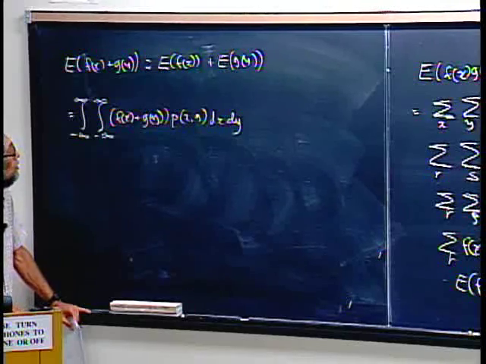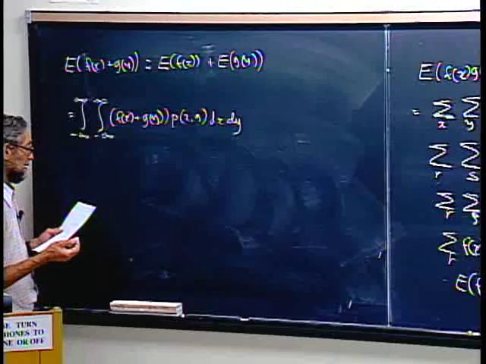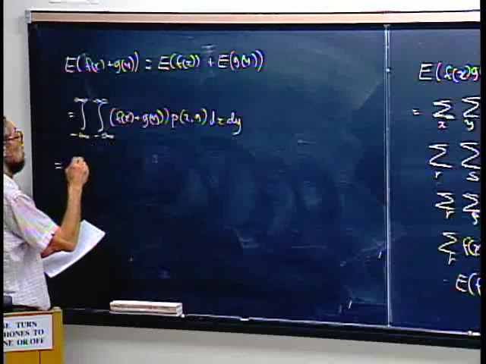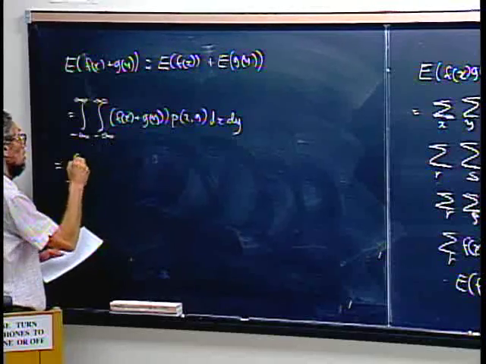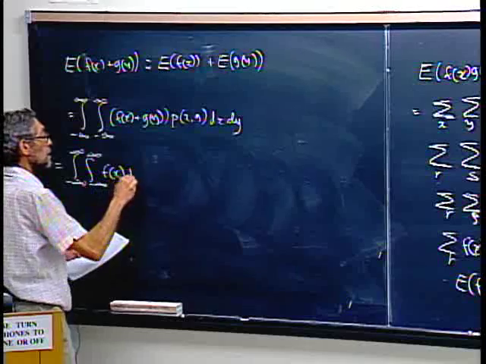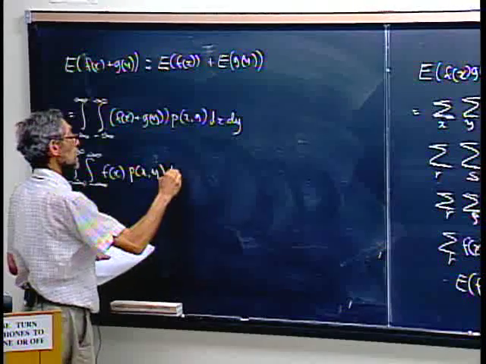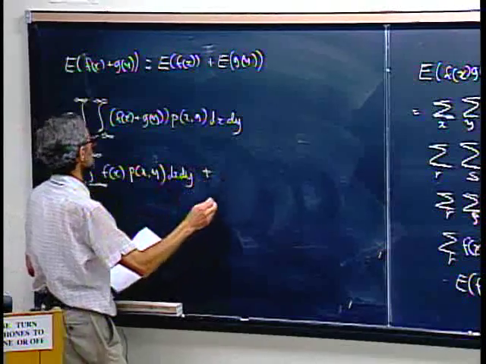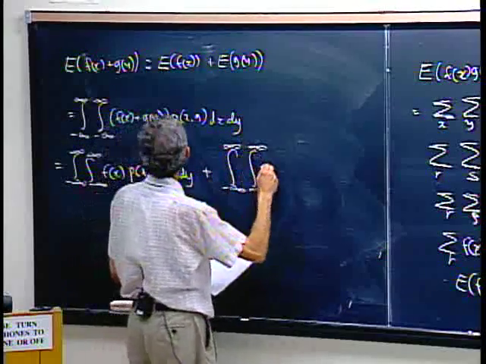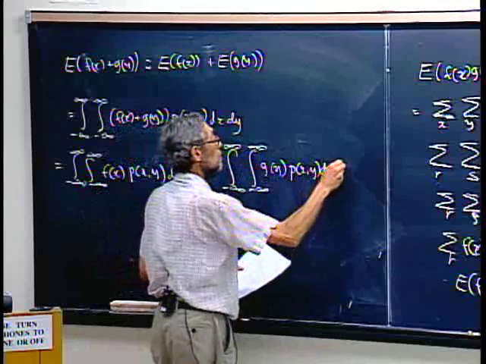Okay, so what I want to do is try and get this as the sum of two integrals, and then factor terms out of the integral. So the first one is a double integral of just the f of x, P of x, y, dx, dy. And the second one is the double integral of just the g of y term, P of x, y, dx, dy.